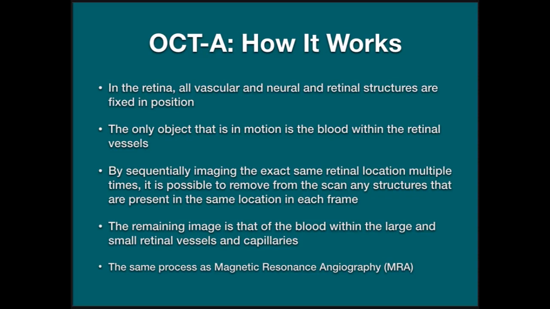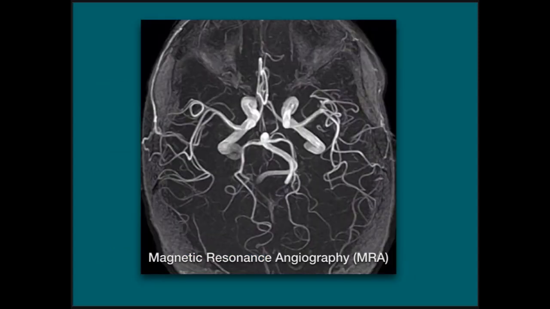It's really the same process that was invented in magnetic resonance angiography, or MRA. As we can see in the next photo, this is a scan of the circle of Willis. You can see the major and minor vessels in that area, all achieved through MRI scans and subtracting away the stationary structures in the cranium.